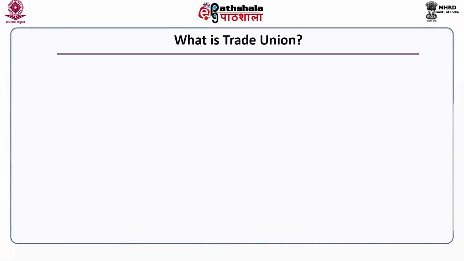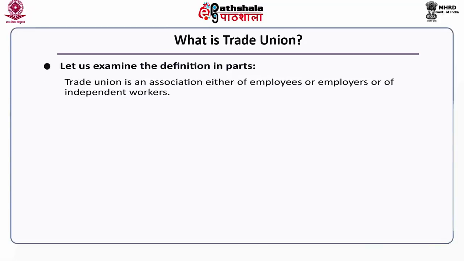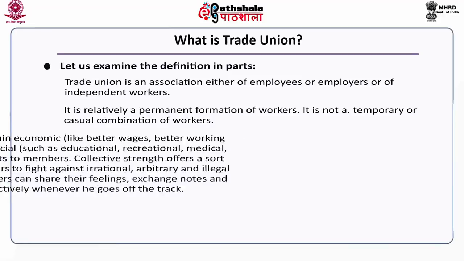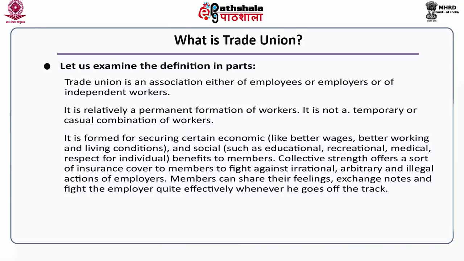Let us examine the definition of trade union in parts. A trade union is an association either of employees or employers or of independent workers. It is a relatively permanent formation of workers. It is not a temporary or casual combination of workers. It is formed for securing certain economic benefits, like better wages, better working and living conditions, and social benefits, like educational, recreational, medical, and respect for individual members.